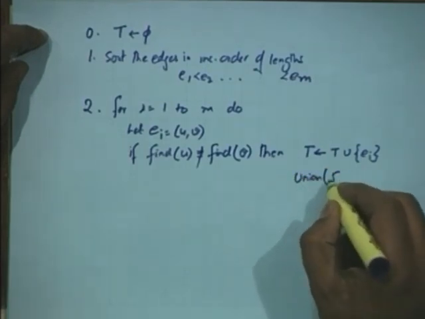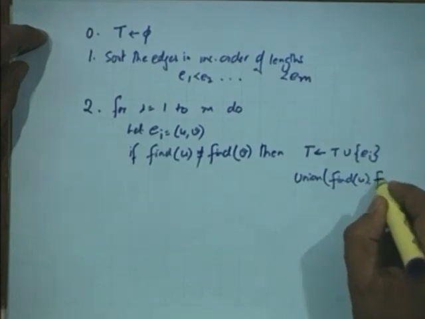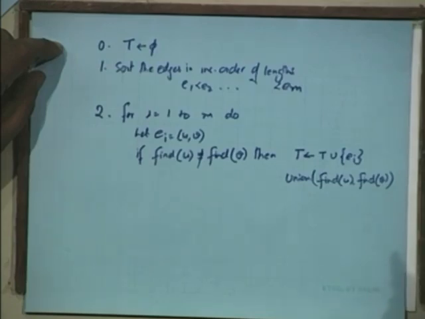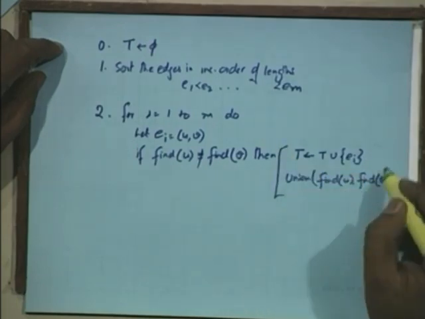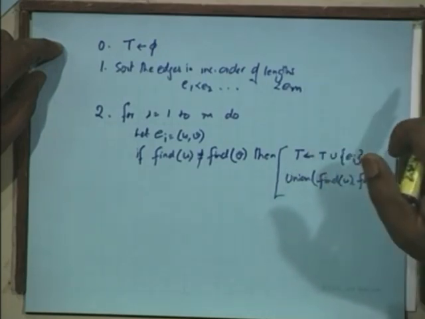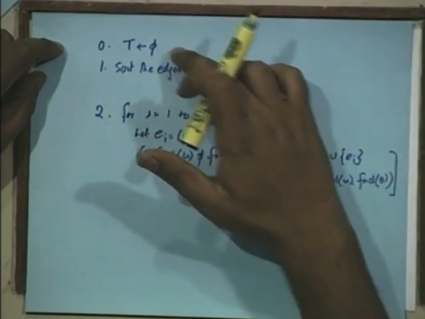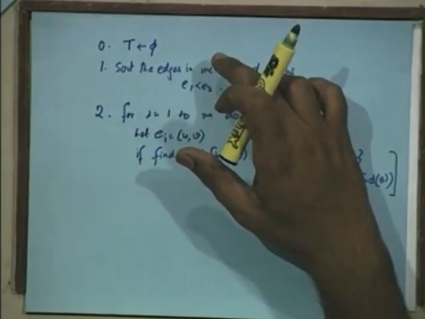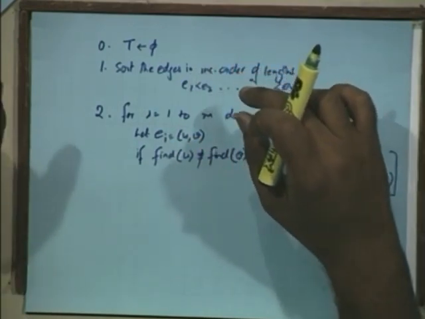Union of find u and find v. Of course, I need to initialize this collection of disjoint sets. When I create this collection of disjoint sets, what will it get initialized to? Singletons. So, each element in the collection would be the singleton vertex. So this would be what the procedure would look like now.